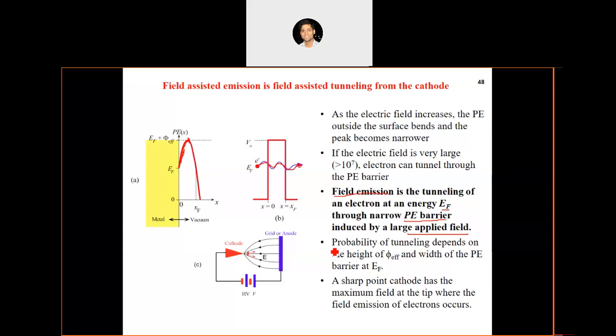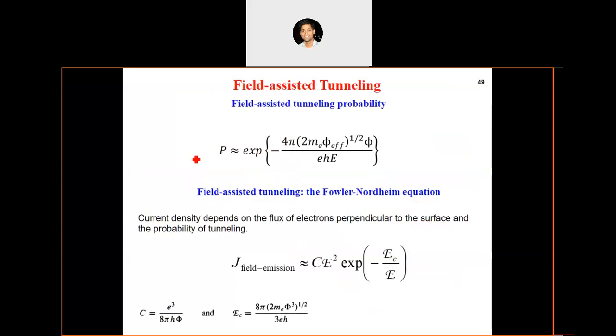Probability of tunneling depends on the height of the phi effective as well as the width of the potential energy barrier at Fermi energy level. At this level, what is the width of the potential energy barrier? That is another factor, and the first factor is the height of effective work function. We will look at this point later. I'm skipping this point right now. So this is how the probability of tunneling looks like.